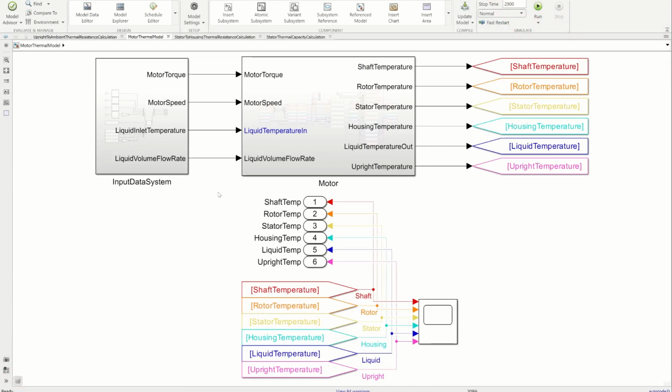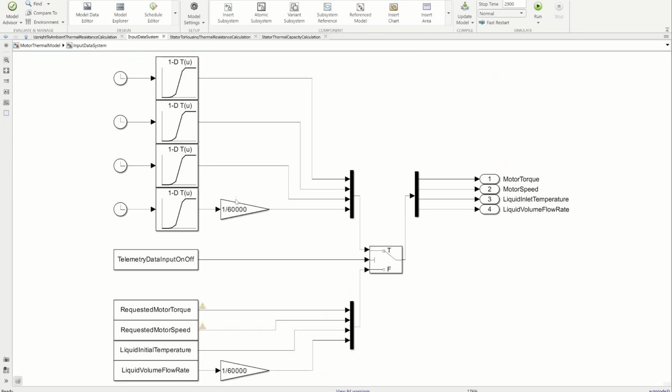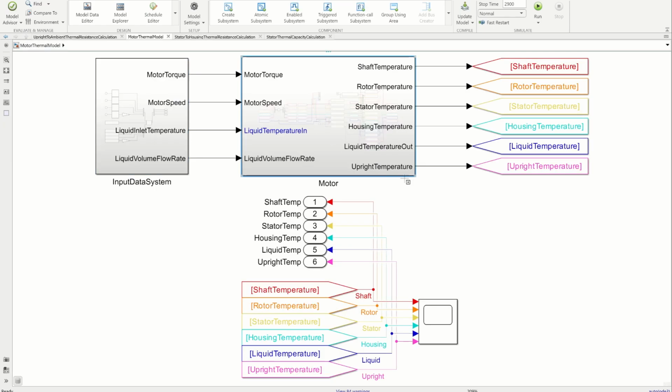Let's take a look at our model in Simulink. As you see, the model consists of the inputs to the model and the outputs. For the inputs, the model can be fed by either user-defined values or by lookup tables created from telemetry readings. Then the model processes these inputs, conducts its computation, and outputs the temperature values of the components into a scope and also MATLAB for further investigations.